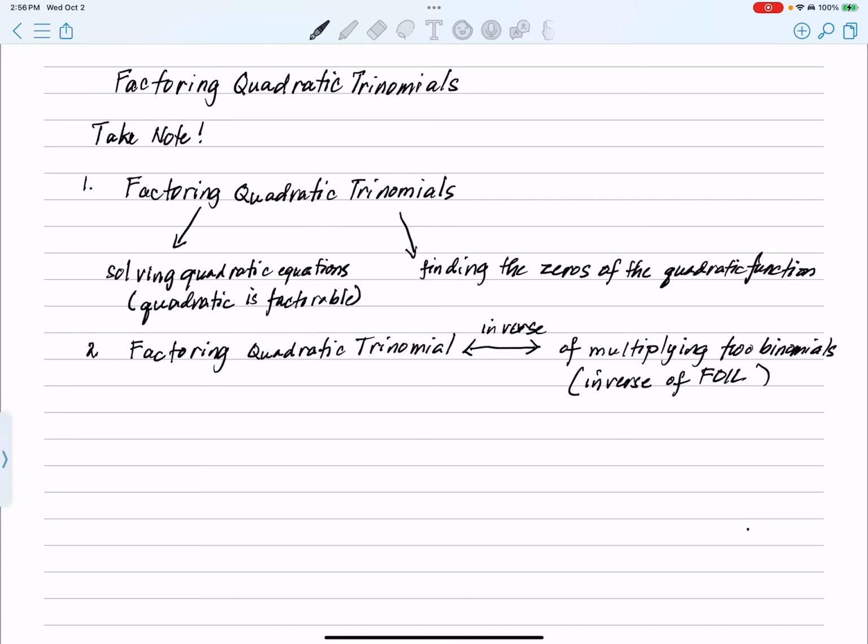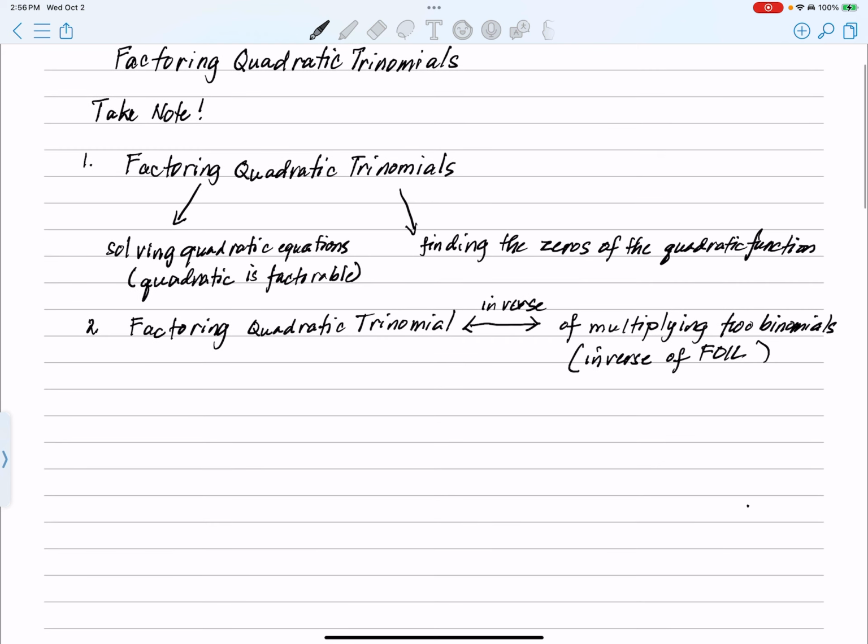Welcome to Matematika. Today we're going to review factoring quadratic trinomials. I want you to take note that factoring quadratic trinomials is the efficient way in solving quadratic equations, that is, when the quadratic is factorable, and also an efficient way in finding the zeros of a quadratic function. Second, factoring quadratic trinomials is the inverse of multiplying two binomials, that is, using the FOIL method.